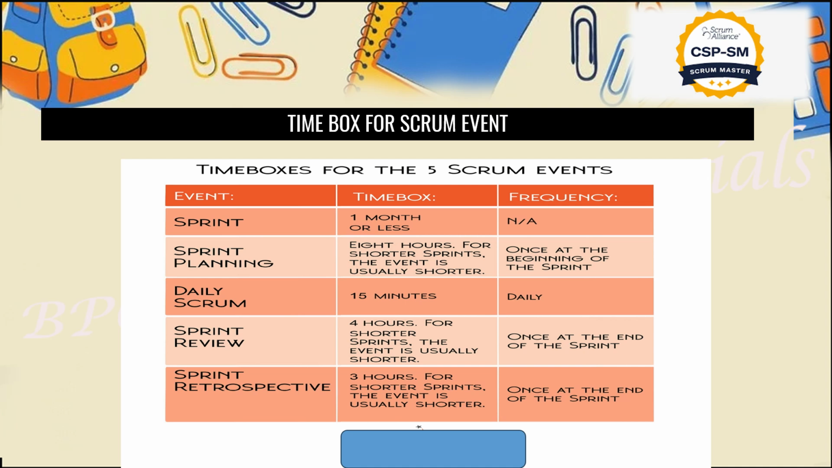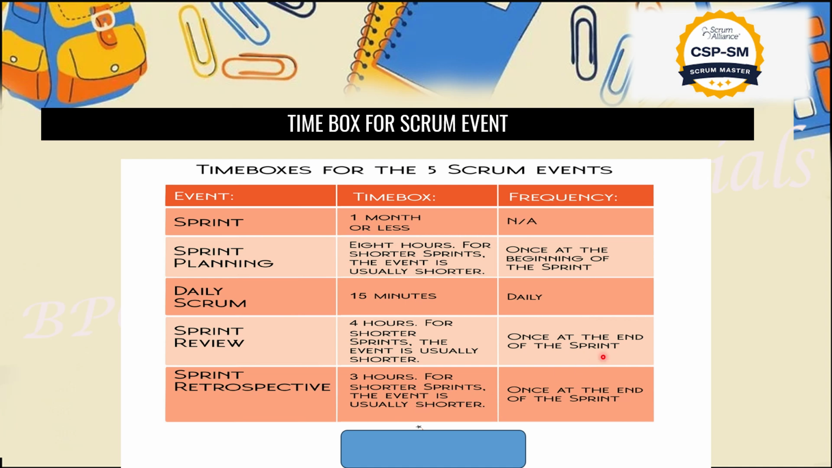Now let me explain, we have all seen this in a previous slide, but just for understanding: the sprint is a one-time activity, time box of 1 month or less. It totally depends on how much time it will take to complete a particular sprint. Sprint planning is 8 hours, and for a shorter sprint the event is usually shorter. Daily Scrum is 15 minutes, sprint review 4 hours or lower for a shorter sprint. Then we have the retrospective, which is 3 hours, and for a shorter sprint it totally depends on how much time you want to take.